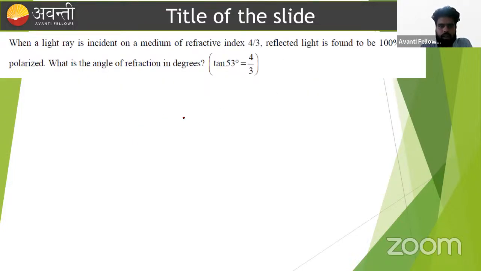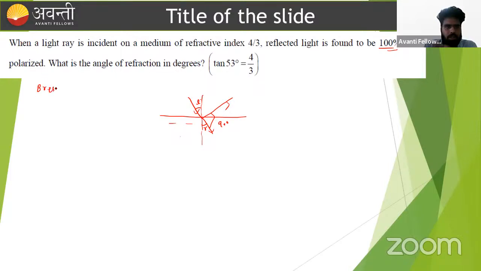Again, this question is asked on Brewster's law. A light ray is incident, suppose this is the normal, and the ray is reflected back and the light is 100% polarized. This angle is i, this angle is r, and we know that in Brewster's law the refracted and reflected rays are at 90 degrees. I hope this is clear.